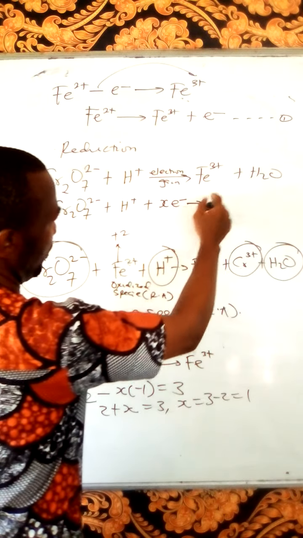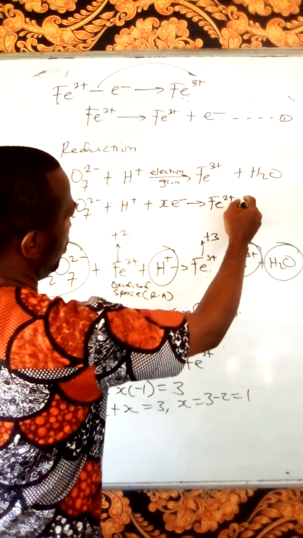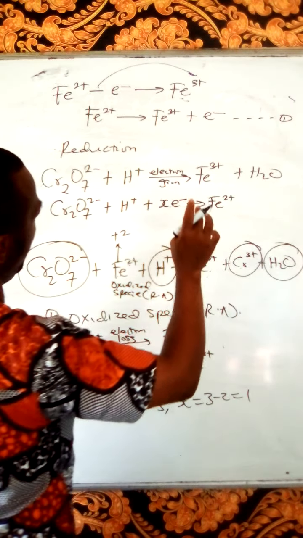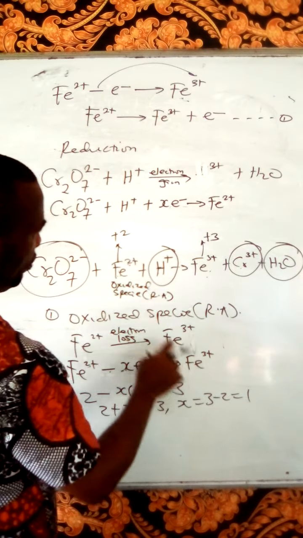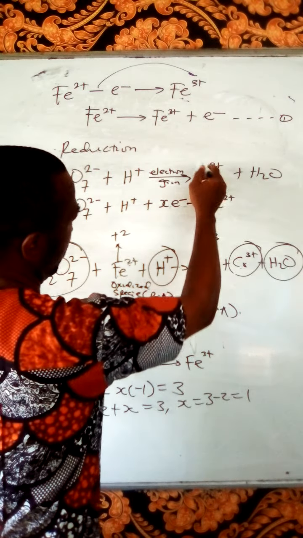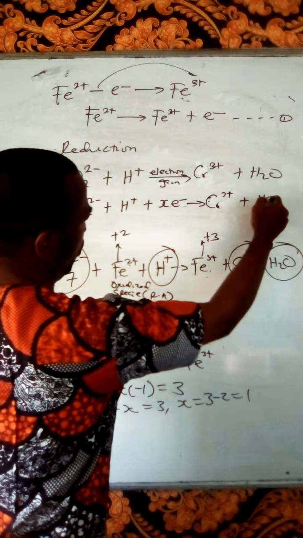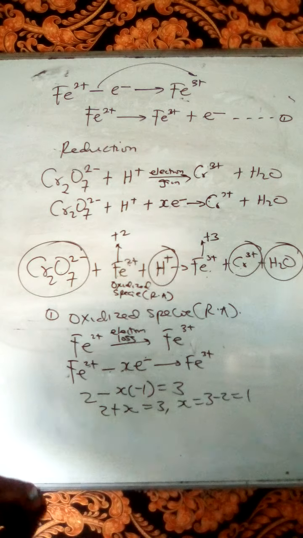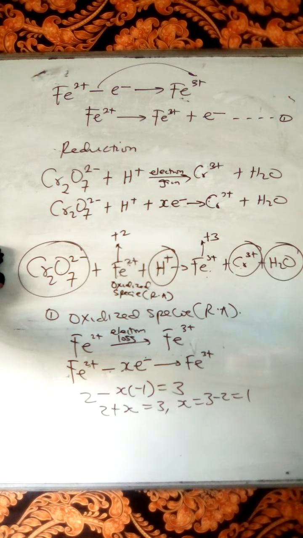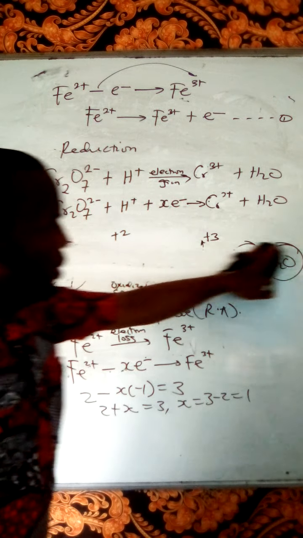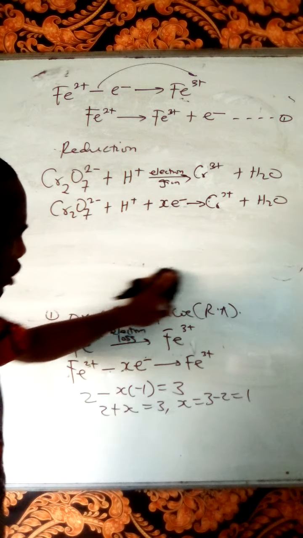When we do that, we get chromium 3. Sorry, not iron 2 this time around. The error is corrected. Plus water. Okay. Having done that, we'll go ahead to balance the equation by finding S. But before we find S, what should we do first?